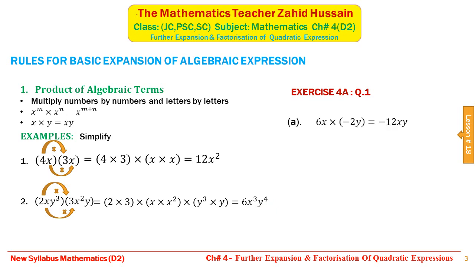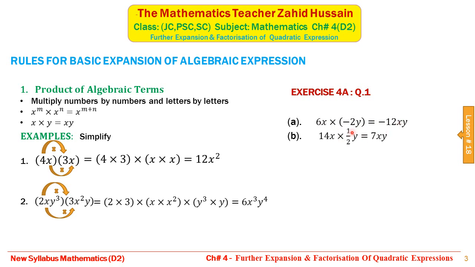This is question number 1 of exercise 4a, which is of this type. That is, there are terms 6x multiplied by minus 2y. So we will multiply number with number, plus 6 multiplied by minus 2 is minus 12, and x multiply with y, so we will get xy.